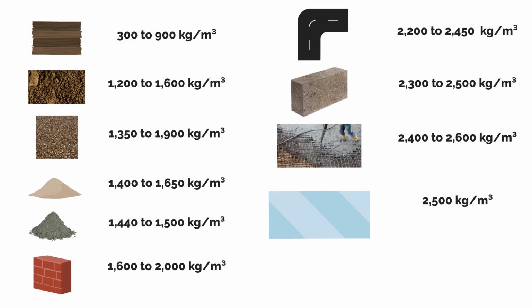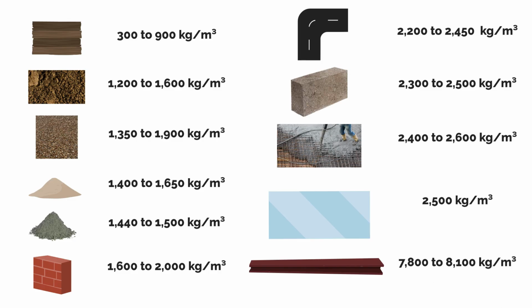And finally, we reach steel, the heaviest material on our list, with a density between 7,800 and 8,100 kilograms per cubic metre. Used for reinforcement and structural frameworks, steel combines immense strength with durability, making it vital in modern construction.